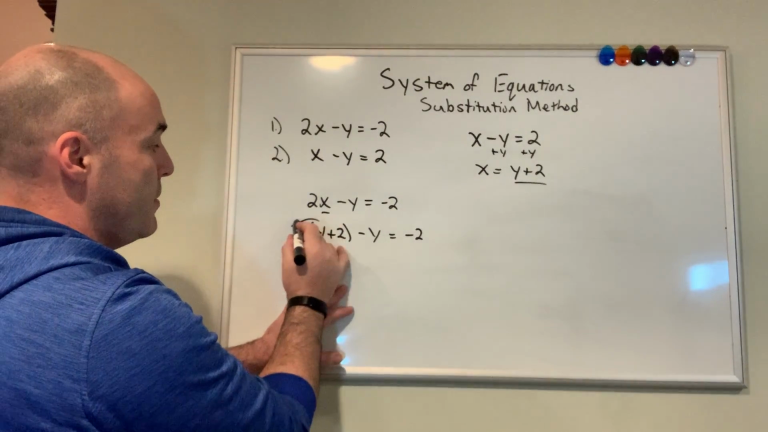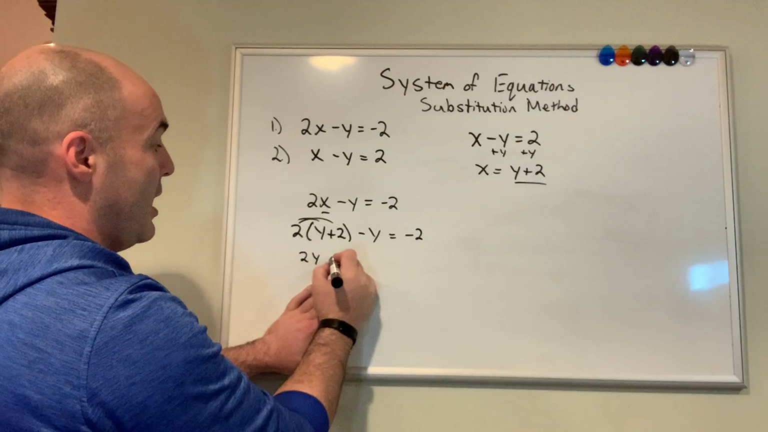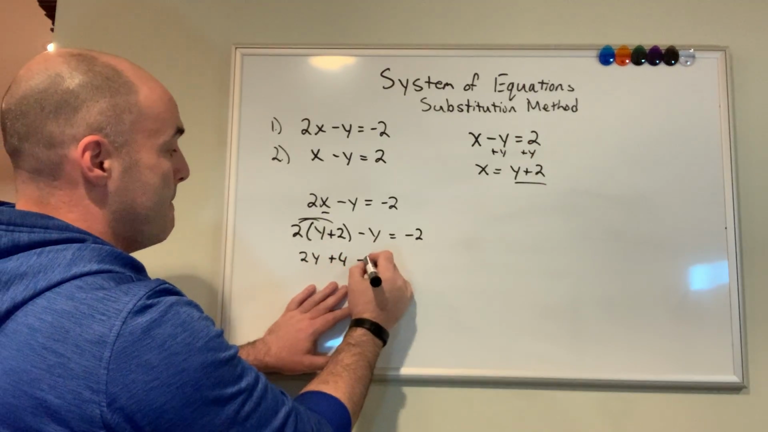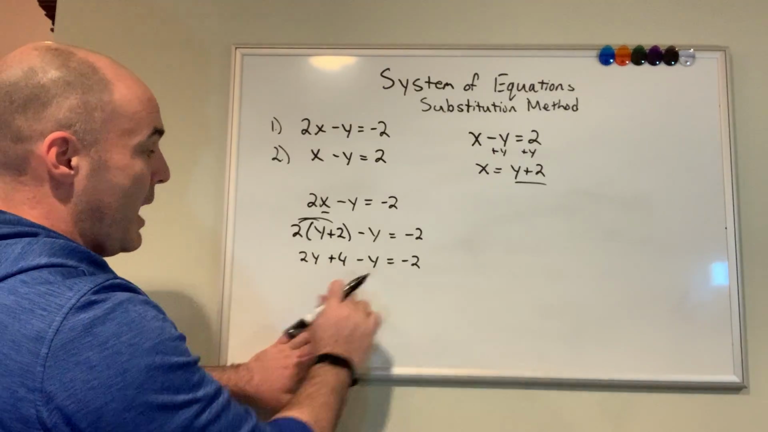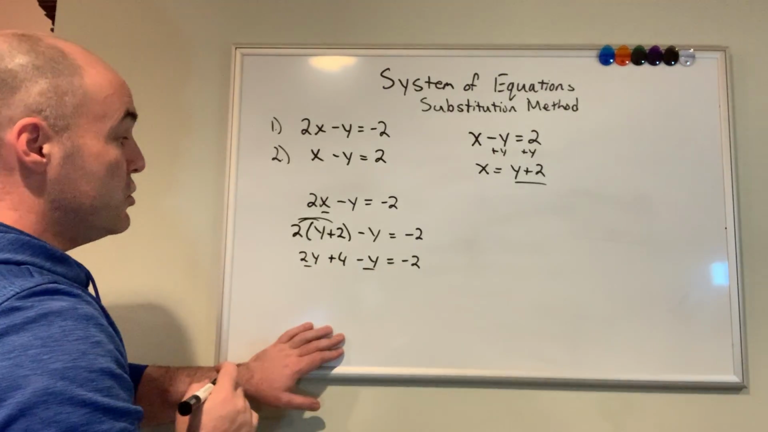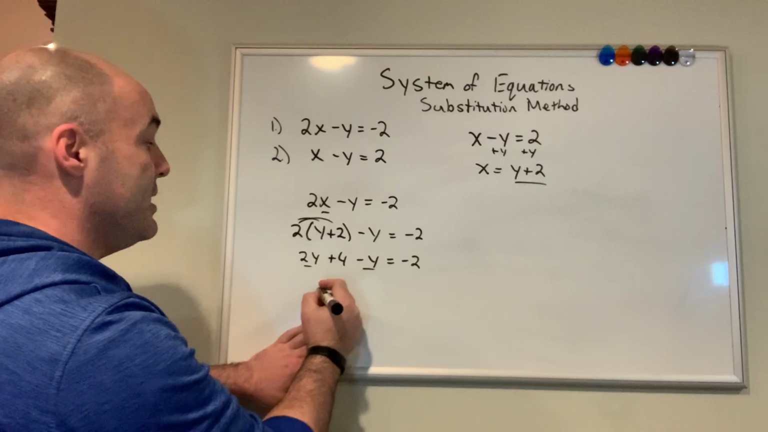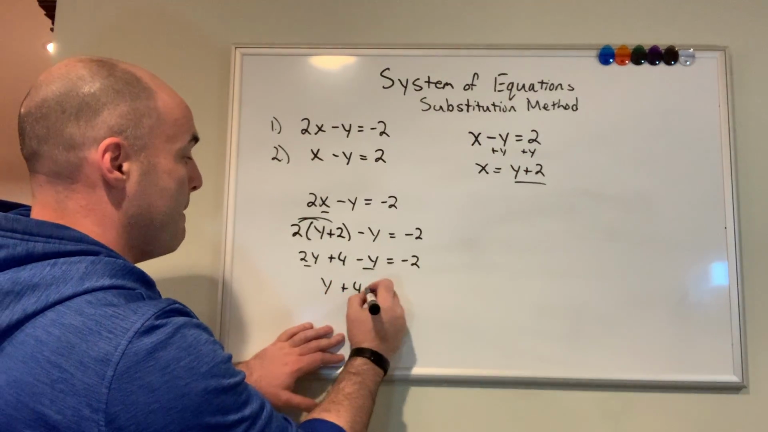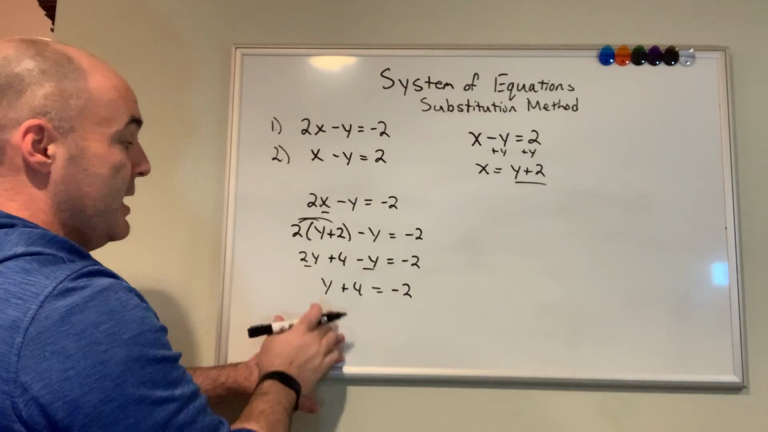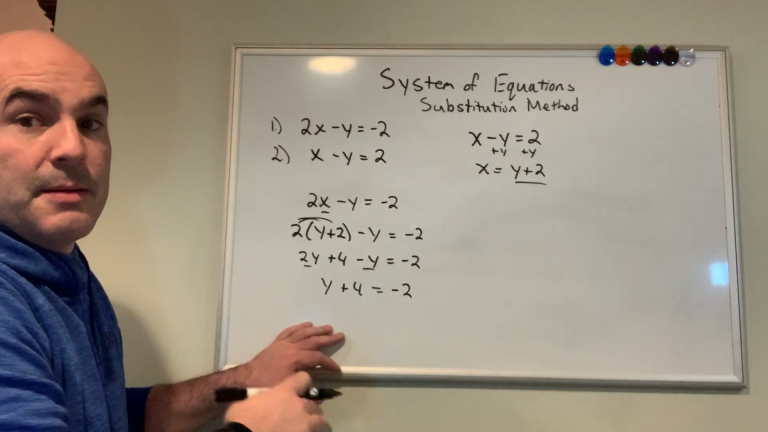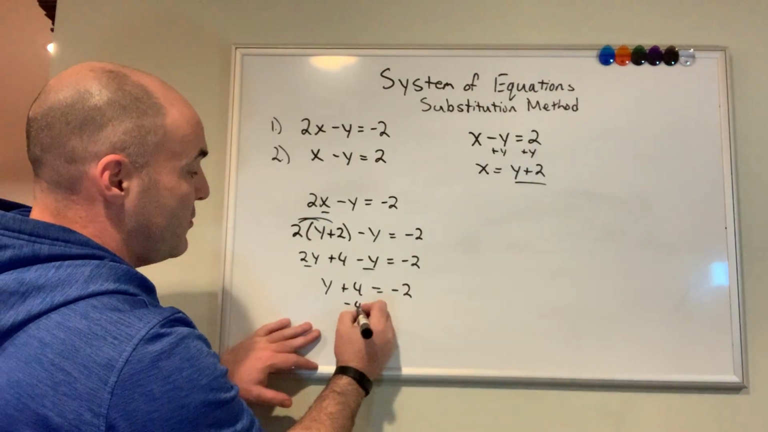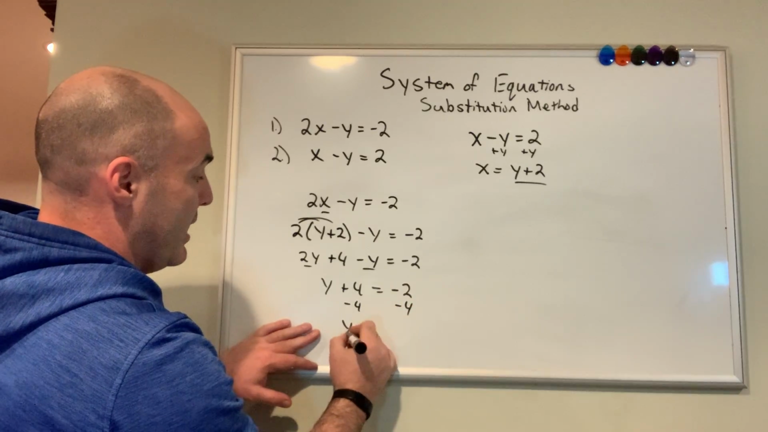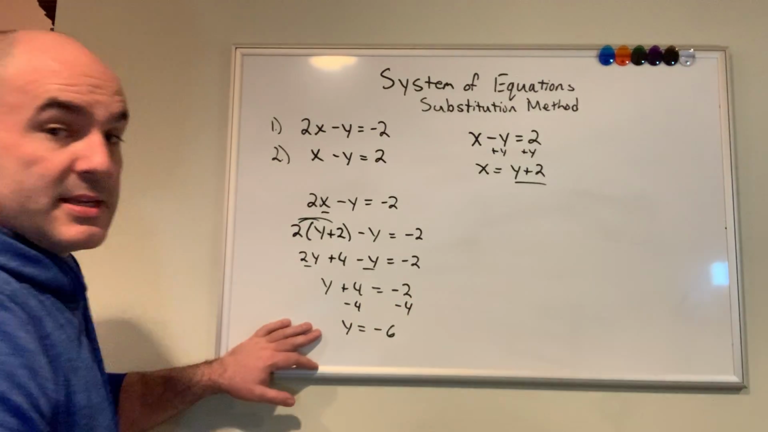So we'll distribute, and that's going to give me 2y plus 4 minus y is equal to -2. I'm going to combine my like terms. So 2y and -y on the same side combine to 1y. Now I'm simplified on that side. I'm simplified on the other side, so we can go ahead and solve. So I'm going to subtract 4 from both sides, and I get y equals -6.